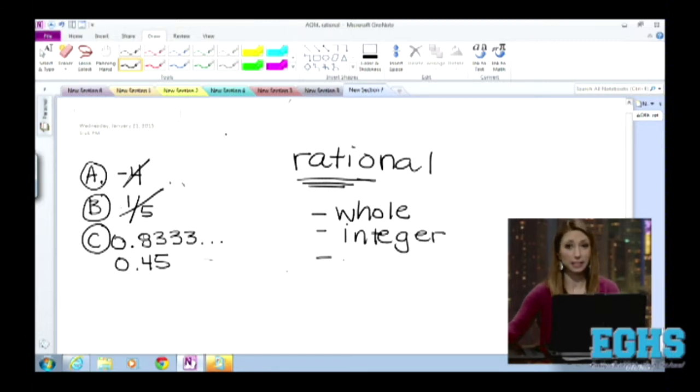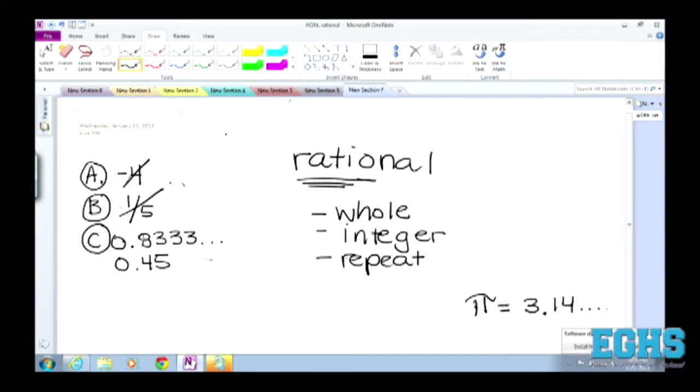It can be repeating, or it has to be repeating. It can be non-terminating. Non-terminating means it goes on forever. That's okay. It can still be rational as long as it repeats itself. So if it's not repeating itself, it's irrational. An example of an irrational number would be pi. Pi is equal to about 3.14, and then the decimals, they never repeat themselves. And so therefore, pi is not a rational number because the decimals don't repeat themselves.